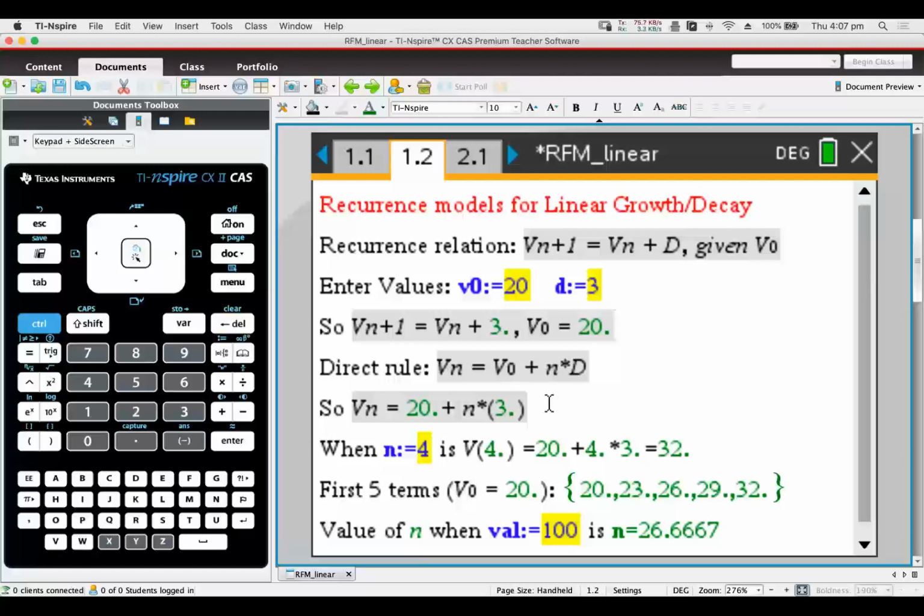So, in the case that we just used before, our direct rule would be v of n is 20 plus n times 3, where 3 is our difference.